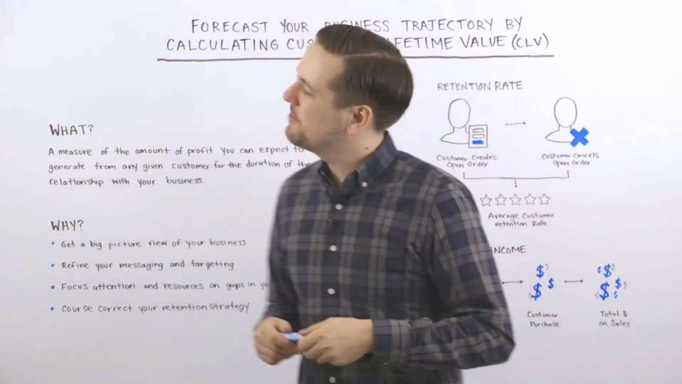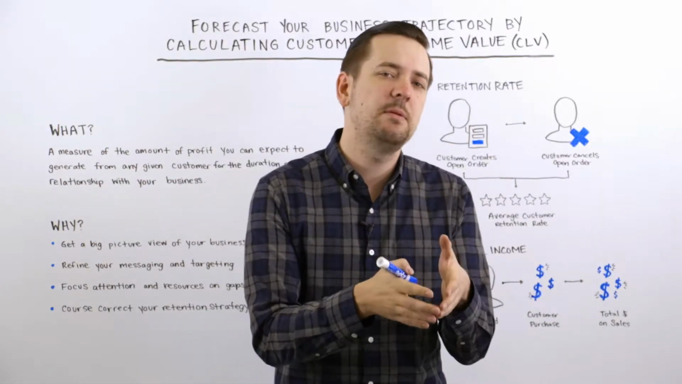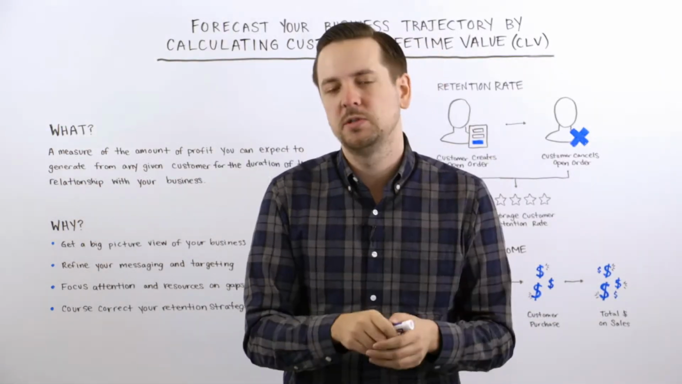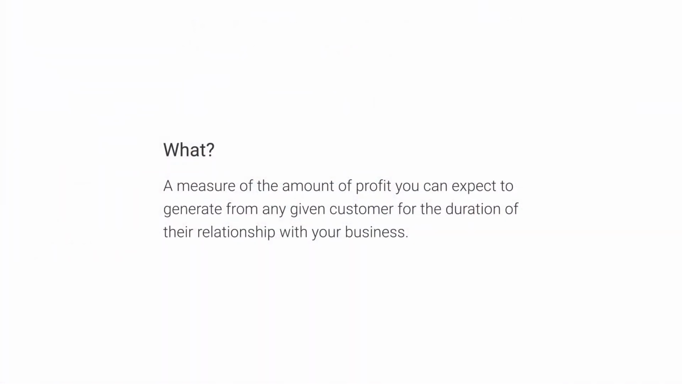My name is Sam, and today we're going to be talking about how to forecast your business trajectory by calculating customer lifetime value, or what we call CLV. And this is one of my favorite topics because this is a statistic in business that a lot of people don't know and is crucial to knowing how you're going to succeed into the future. So what we're essentially talking about is a measure of the amount of profit you can expect to generate from any given customer for the duration of their relationship with your business.